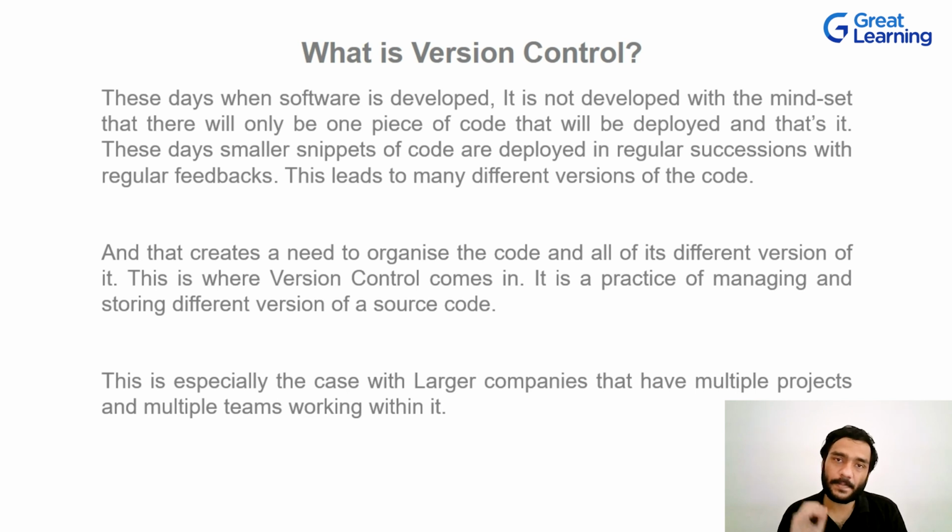Okay. Now, this is especially the case with larger companies that have multiple projects and multiple teams working on them. So if you take the example of Google or Amazon, they have so many different teams working on so many different projects. They might even have thousands of developers working on thousands of different projects. And when you have so many developers, so many projects, there are bound to be hundreds or thousands of files that are basically different versions of the code, right? And you need to store it and manage it. So that's why we need to make use of version control.